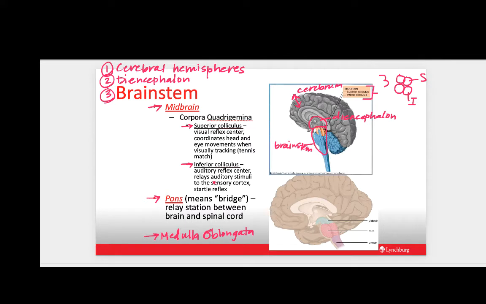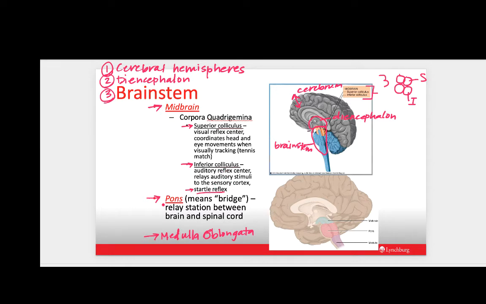This is the area where auditory information is going to come into the inferior colliculus and be relayed to the sensory cortex, namely the auditory cortex of the temporal lobe. This is also the location of our startle reflex. So let's say you're walking through a parking lot at night and you hear a door slam or something startles you that you're not expecting and you jump, there's your startle reflex. That is also being relayed through the inferior colliculus.